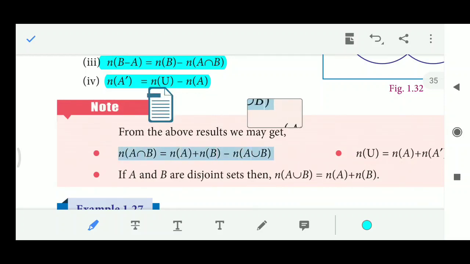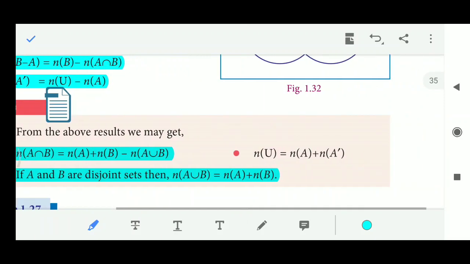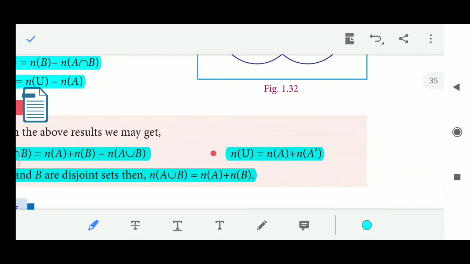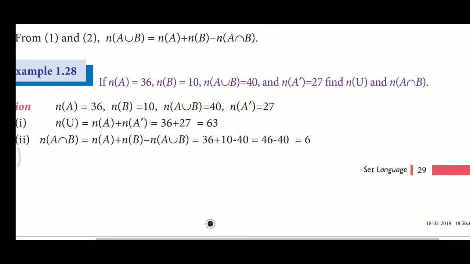Then some more results are n(A ∩ B) = n(A) + n(B) − n(A ∪ B). If A and B are disjoint sets, then n(A ∪ B) = n(A) + n(B). Then n(U) = n(A) + n(A'). You have to understand these results with the Venn diagram also. Then only you are able to do the practical problems.